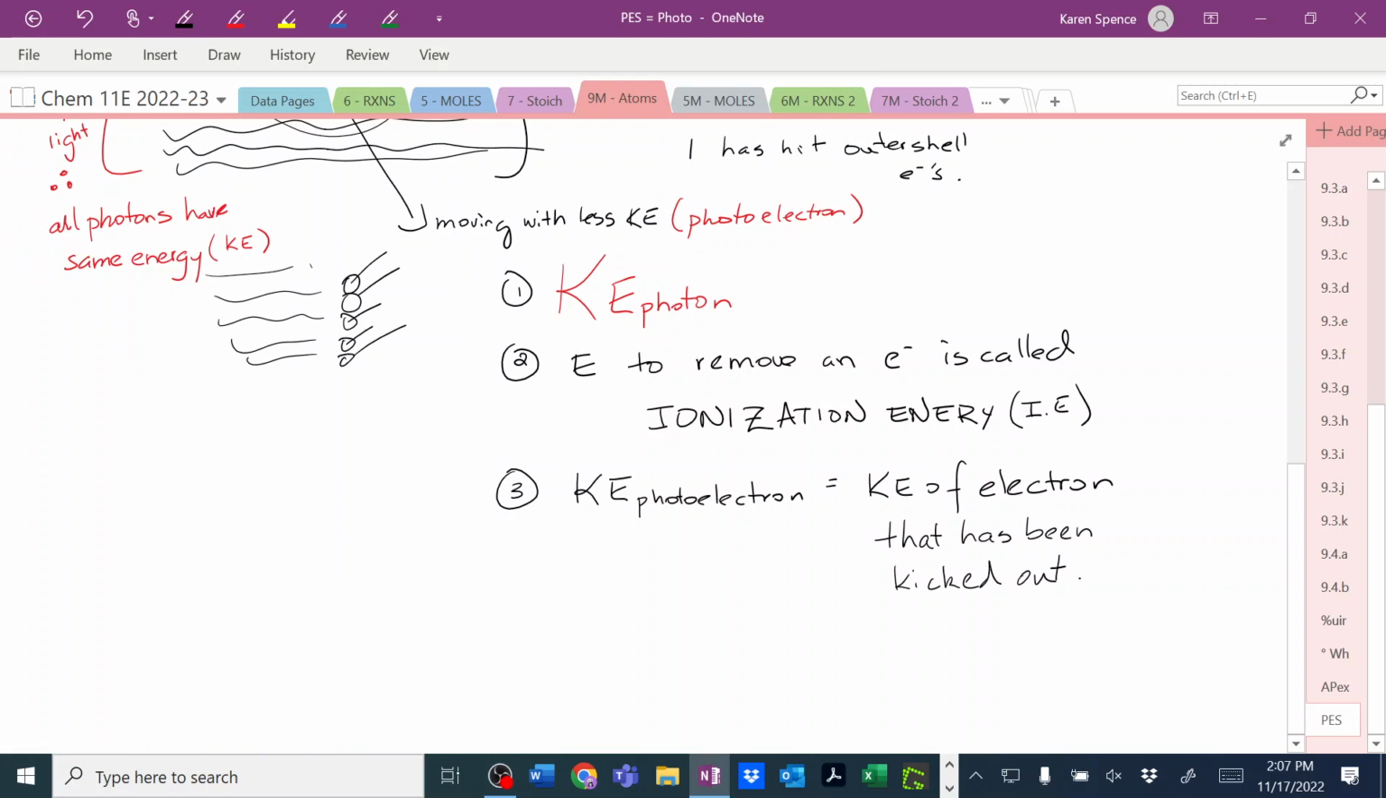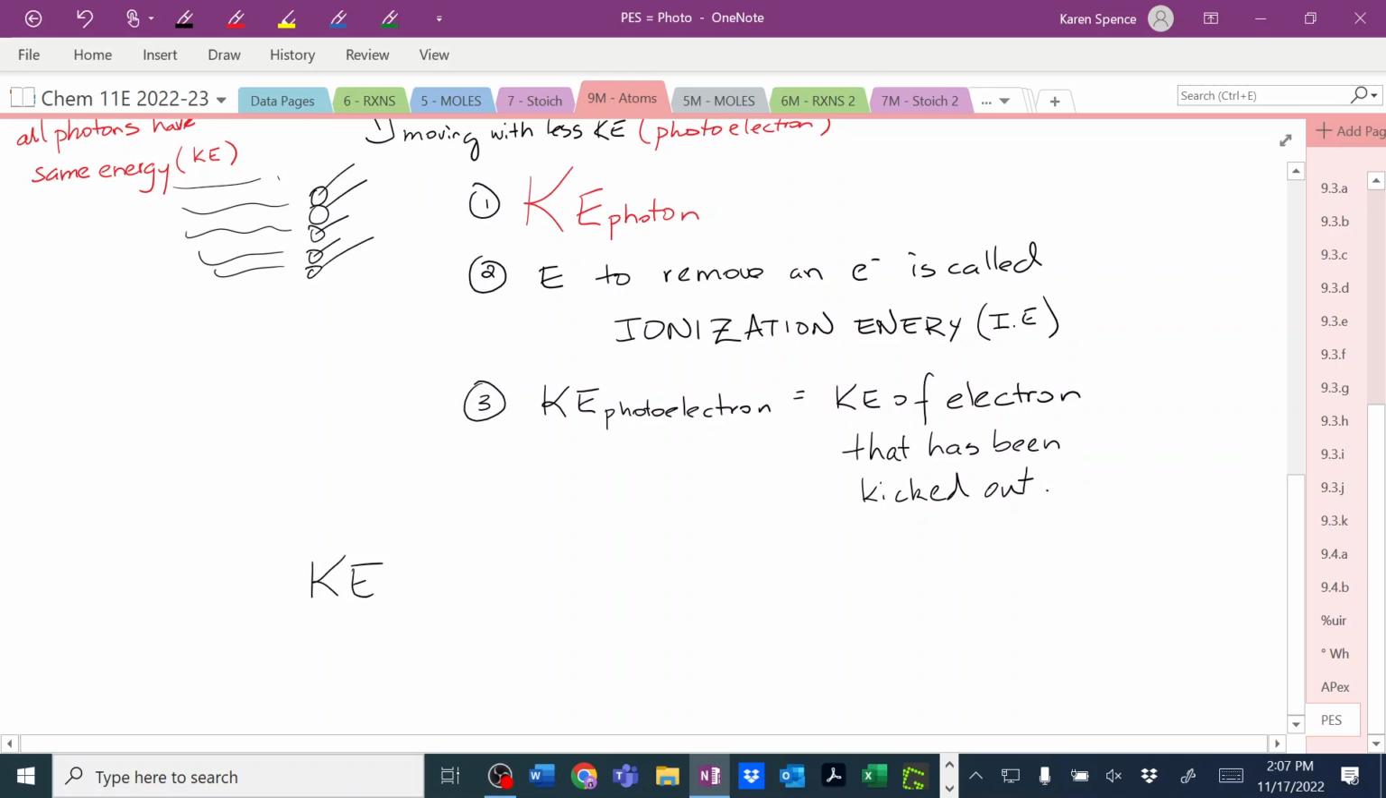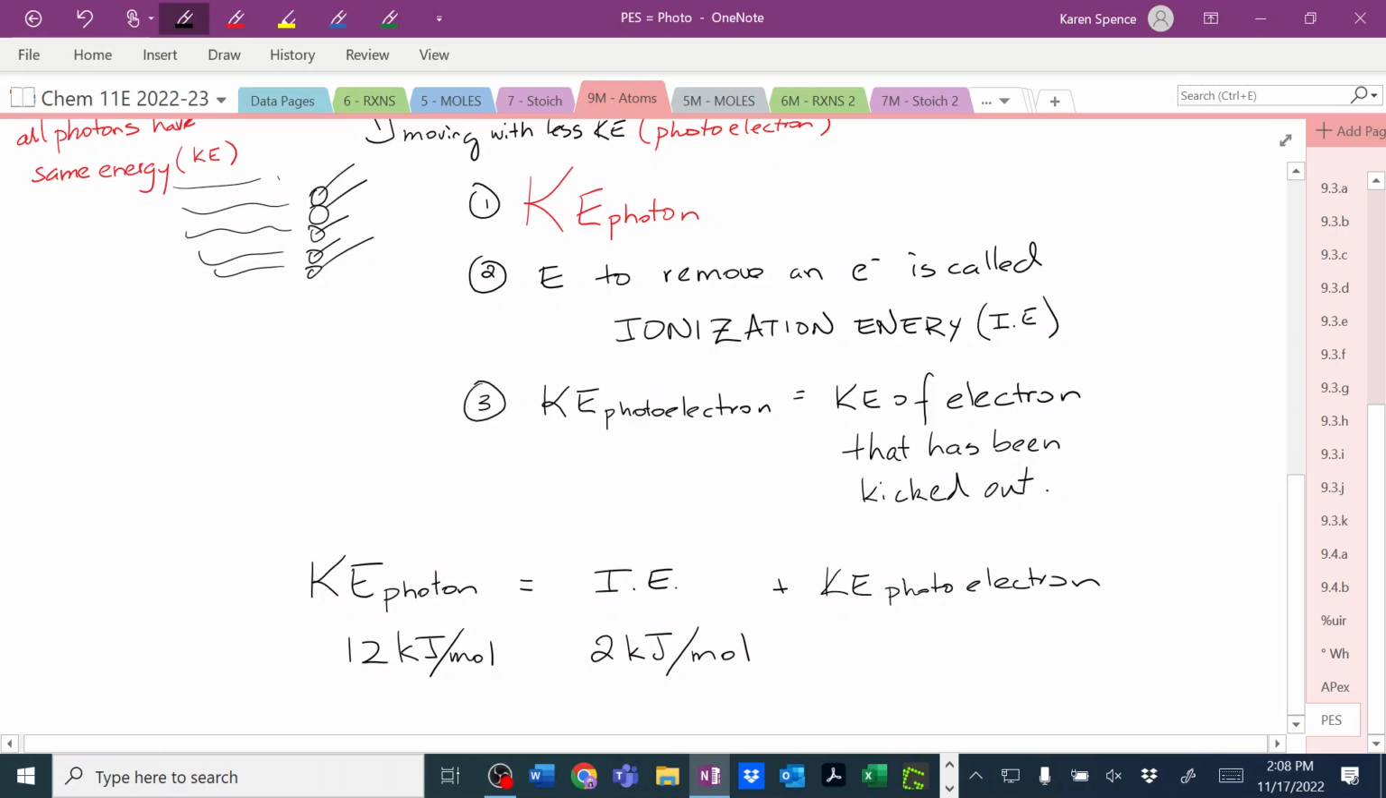So does it make sense then that if you were to say throw, I'm just going to make up some totally random numbers here, they're not reality based at all, say the kinetic energy of my photon is 12 kilojoules per mole, and my ionization energy is 2 kilojoules per mole, then the kinetic energy of my photoelectron would be how much? 10 kilojoules per mole. Yes?